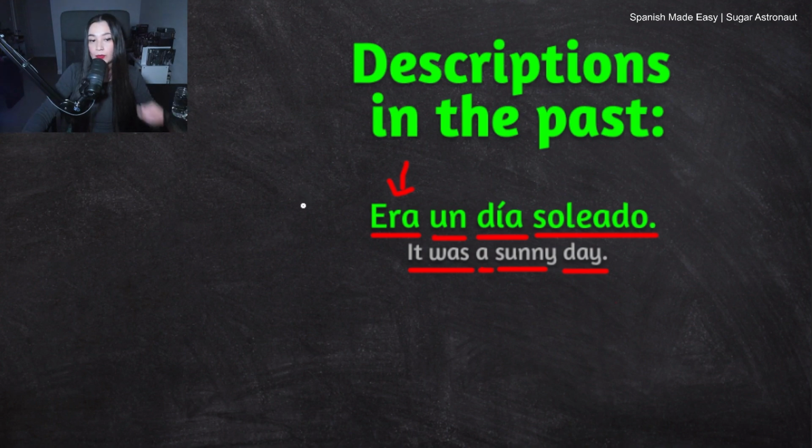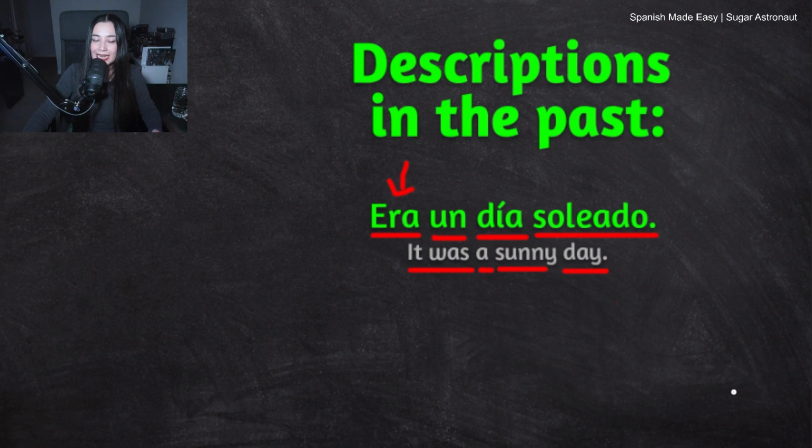As you can see, we need el imperfecto here because we're describing how the day was in the past. How was it? Era un día soleado.